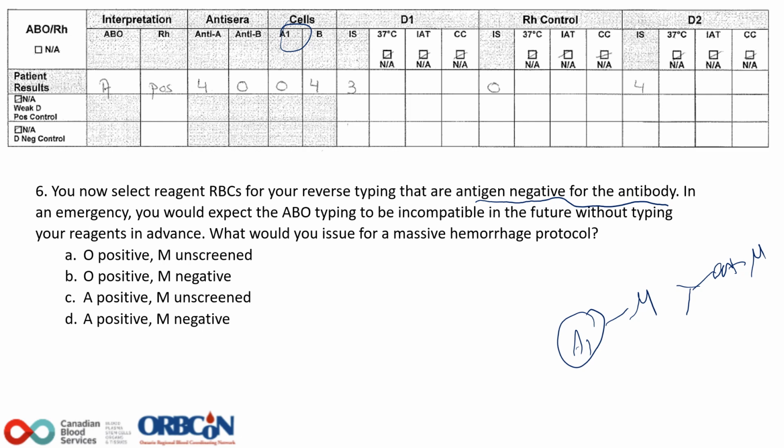What would you use for your massive hemorrhage protocol? So again, we have a patient coming in, they're massively bleeding. Let's say they're at a new hospital, they don't have time to type their reagent. And we know from the past slides that anti-M reacting at immediate spin does not cause clinically significant hemolysis. And so you would essentially give your A positive, since we know the patient's blood group, and we would ignore the M in this particular case, and we would give M unscreened. So it would be C.